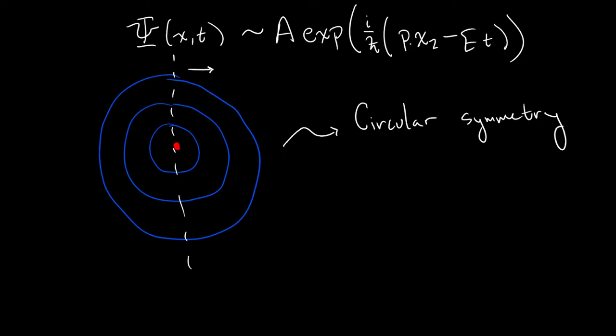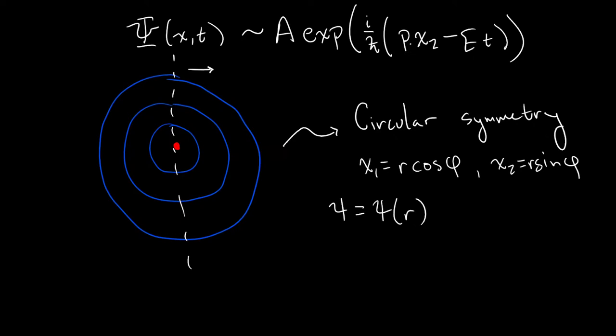Which means that we should probably use a better set of coordinates than our Cartesian coordinates. So what we'll use instead is x1 equals r cosine phi, our usual polar coordinates, and x2 equals r sine phi. Just based off of this symmetry argument, we can immediately say that psi shouldn't depend on phi. It should be symmetric no matter which direction I look in phi. Since I only have half of it, I'm not too worried about that. Our wave function should only be a function of r, because of this symmetry.